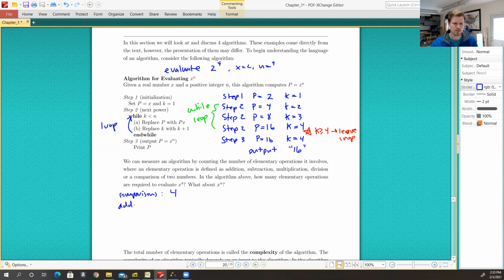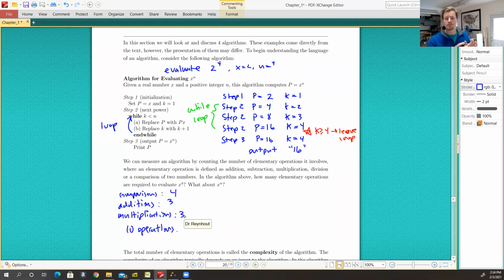What about additions? Well, we have an addition in the loop. So there was an addition here, here, and here. So there were 3 additions. How about multiplications? Well, there was a multiplication in each of the times that we repeated step 2. So 1, 2, 3 multiplications as well. There were no divisions and no subtractions. So that gives us a total of 10 operations.